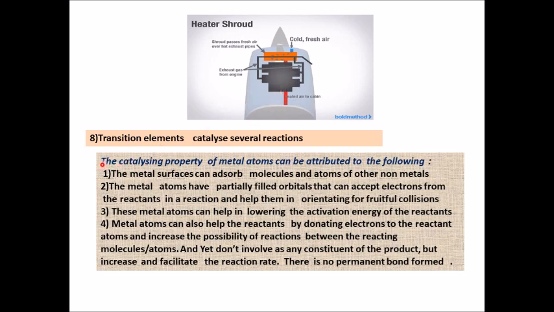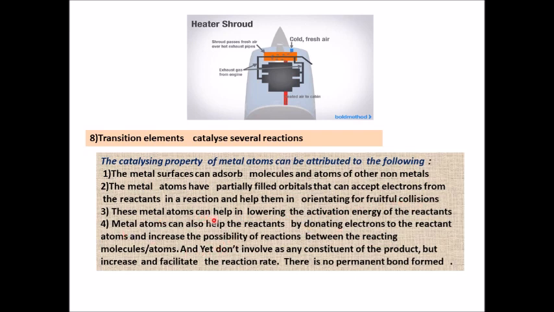Next, we will see how transition elements catalyze several reactions. The catalyzing property of transition metal atoms is attributed to the following. First, the metal surfaces can adsorb molecules and atoms of other non-metal atoms. Remember, they are adsorbing, so this is a surface phenomenon. The metal atoms have partially filled orbitals that can accept electrons from the reactants in a reaction and help them in orienting for fruitful collisions.